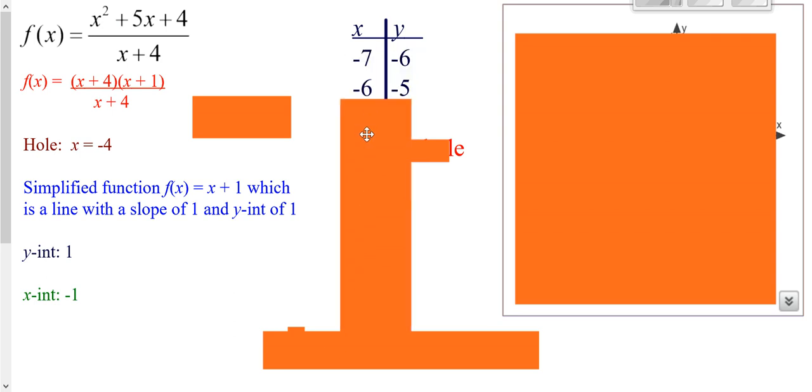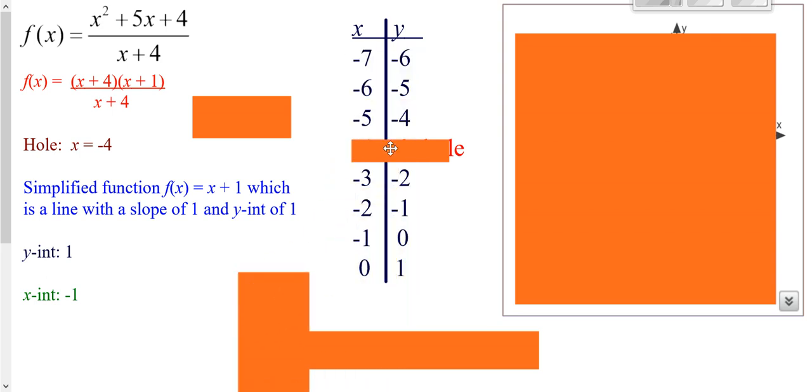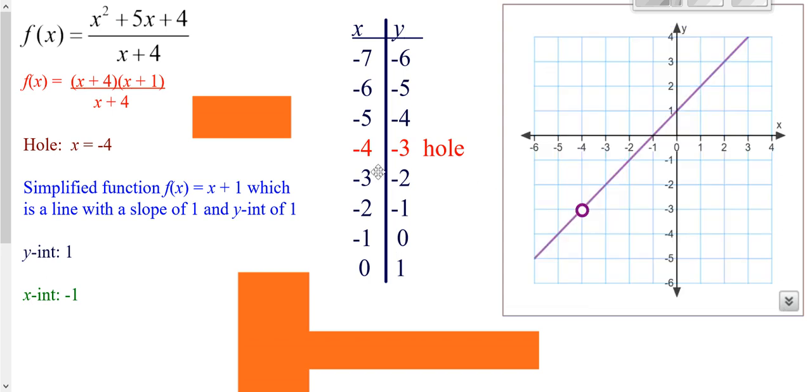If you wanted, you could go ahead and make yourself a t-chart, but you're going to have a missing point here. By the way, to find the y value of any hole, you take the x-coordinate of your hole and plug it into your simplified function. If you take -4, plug it in here, you would get -3. You plot these points. We know it's going to be a line. Just make sure you put an open circle at the coordinates of your point, which is -4, -3.